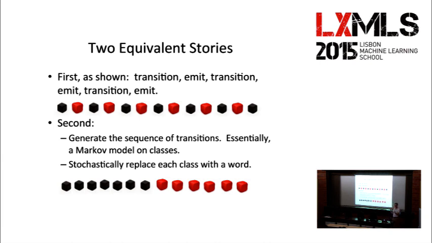And there's actually two ways you can tell this story. One of them is the way I just did it. First transition to a class, black die, then emit a symbol, red die. Then transition to the next class, black die, then emit a symbol, red die, back and forth. Another way to do it is to first do all the transitions and generate a sequence of states, and then go back across those states one at a time and replace each one with a word stochastically by rolling its red die. Some people like the second story better. They are the same. It's up to you. When you teach it, you choose.